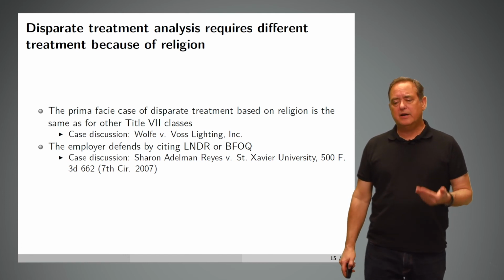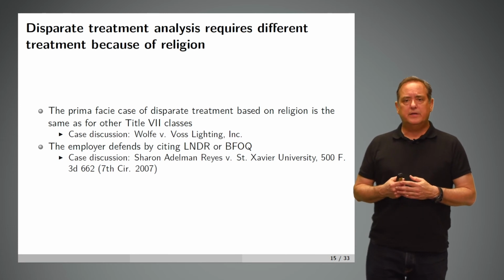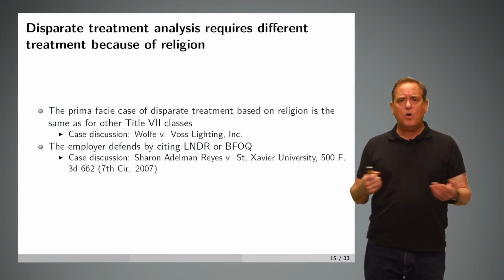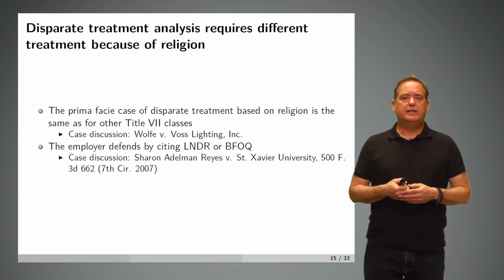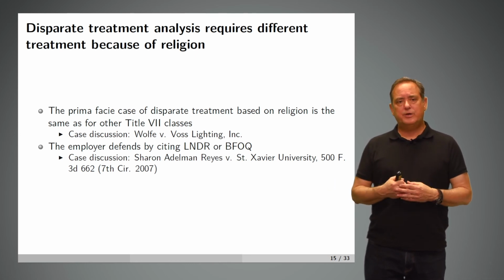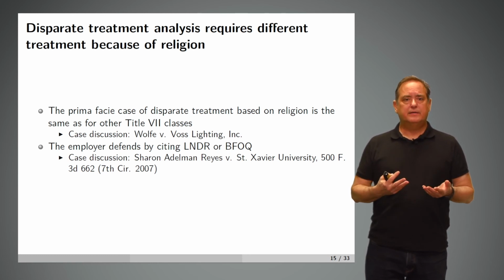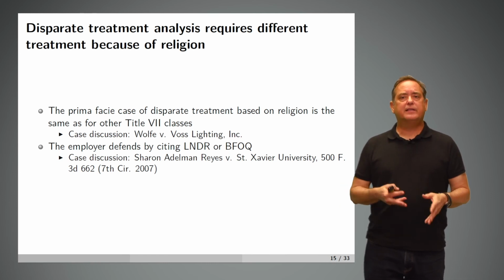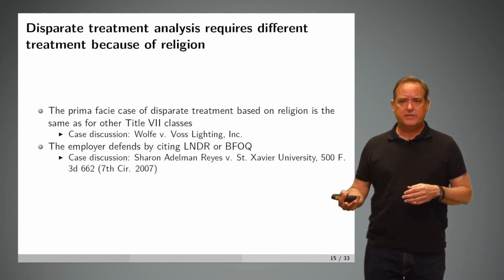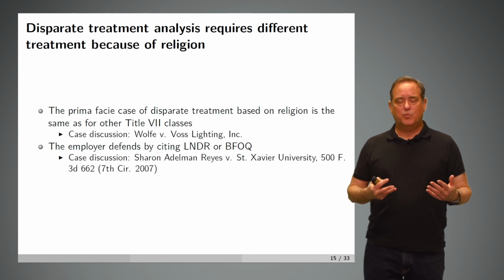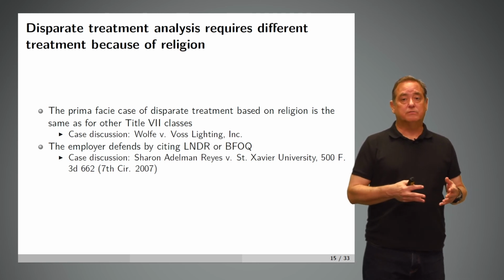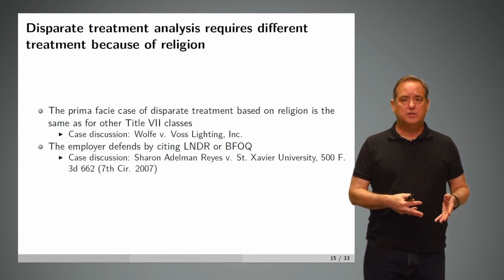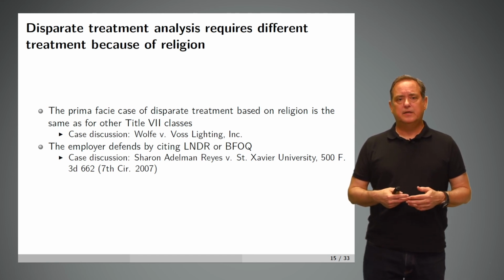In this case, Sharon Elderman Reyes versus St. Xavier University, it involved a woman who worked for a Catholic university, and she was a professor there, and she was what we call an assistant professor. And assistant professors are on the tenure track, and then at some point you make an application for tenure. Tenure, the decision to grant tenure, is going to be based on your teaching abilities, on your research skills, as well as your service to the university.